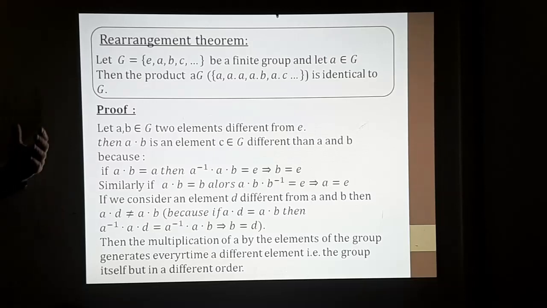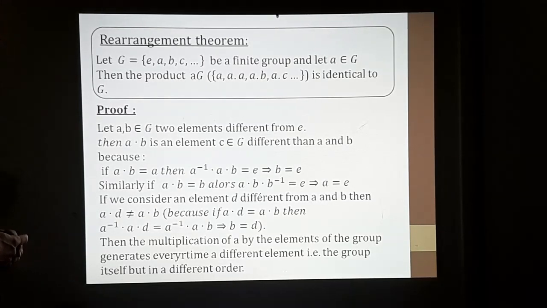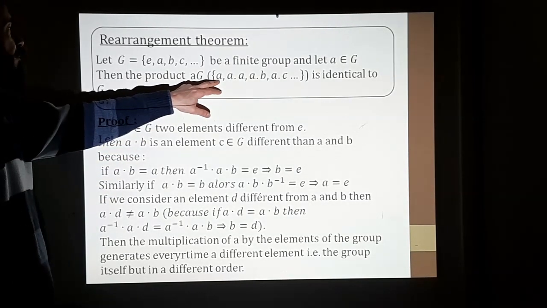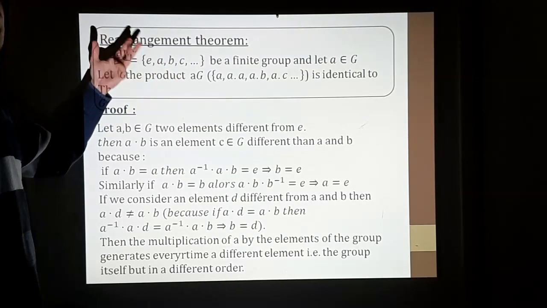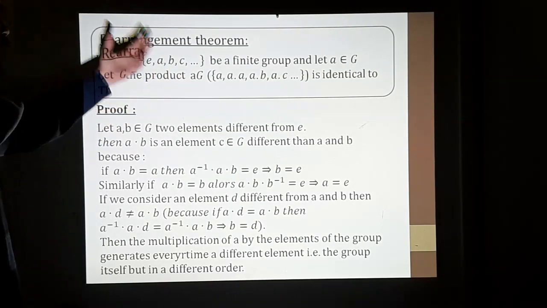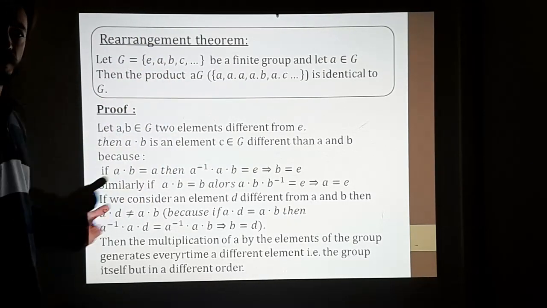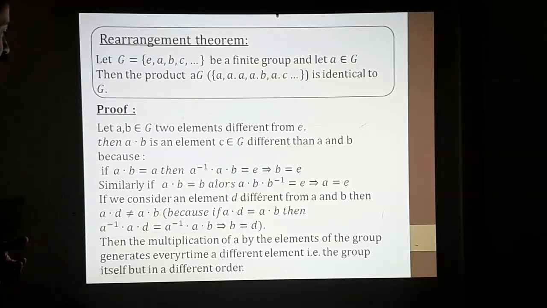Now, the proof of this theorem is quite easy because it's enough to show that when I make the product of A by any two different elements of G, then I will generate every time a new element, and at the end I will generate the group itself.